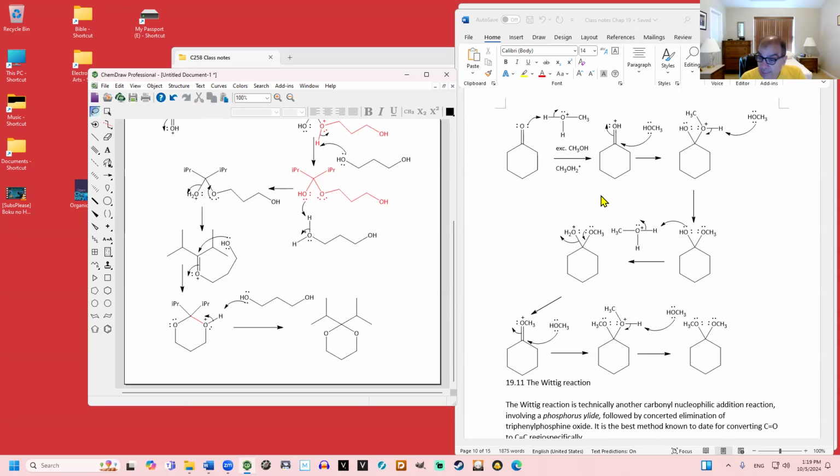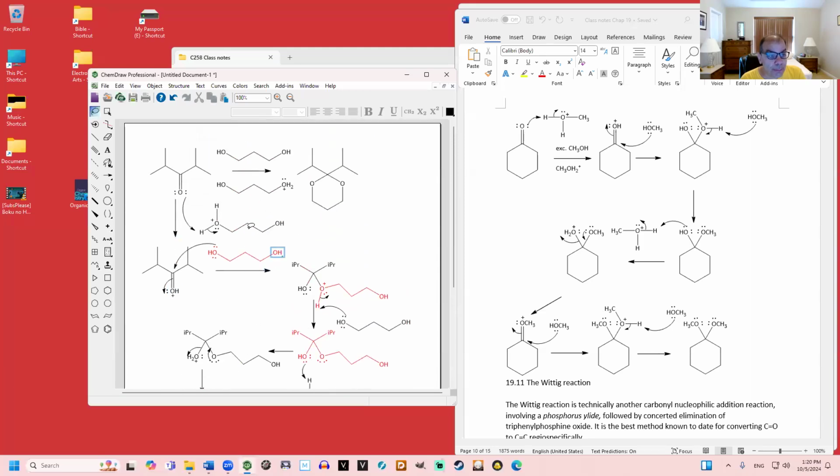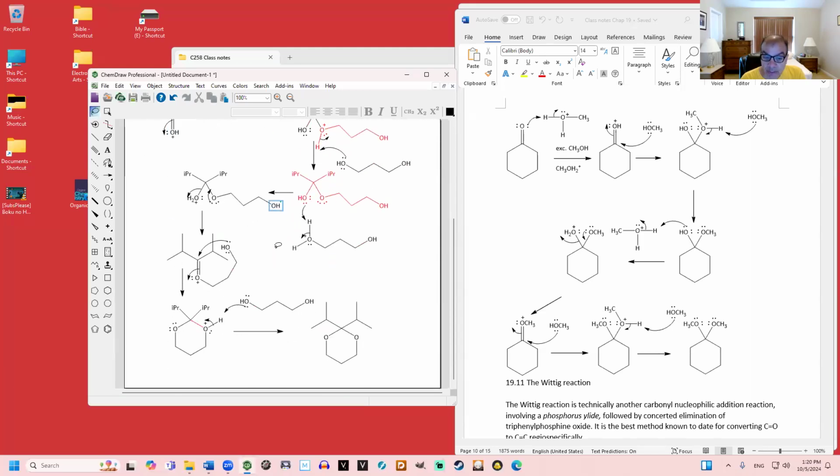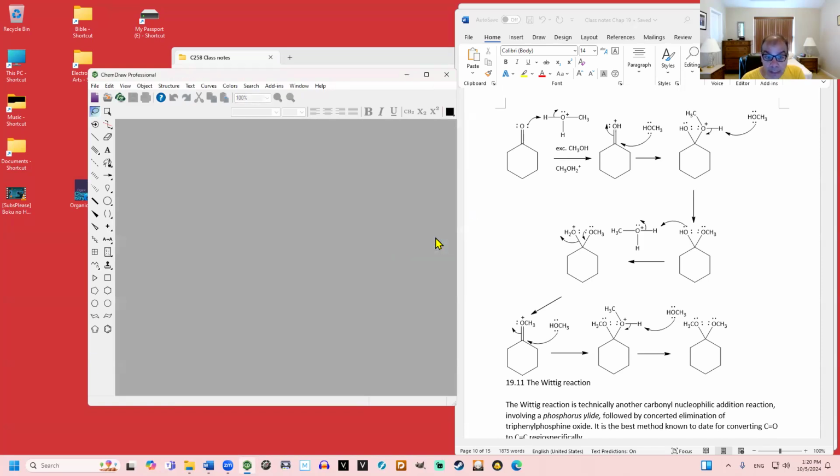But the mechanism is exactly what we covered in class. All that's changed is the particulars. But the concepts are exactly the same. All we've done is changed around the structures. Good, so much for that one. These are some lengthy mechanisms, and I'm aware of that.